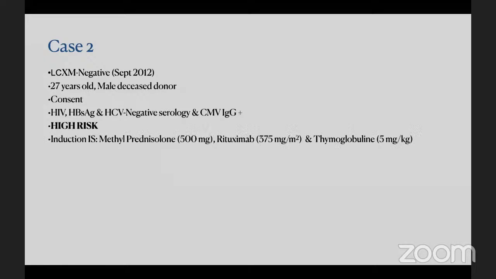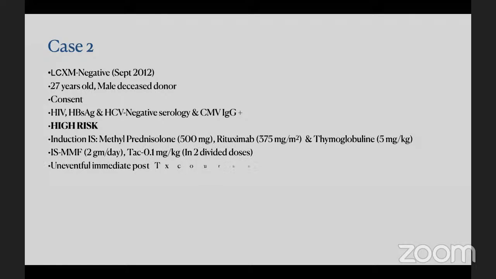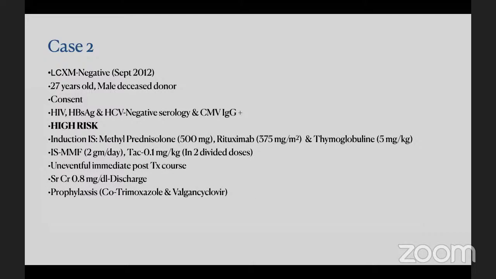She was high risk. The induction given to her was methylprednisolone 500 milligrams. Considering her positive PRA, that means she had a significant amount of anti-HLA antibodies, we treated her with rituximab and thymoglobulin 1 milligram per kg per day for 5 days. That is a total of 5 milligram per kilogram. She also received steroids, MMF, and tacrolimus. She had an uneventful post-transplant course, creatinine of 0.8 at discharge. She received prophylaxis with cotrimoxazole and valganciclovir.